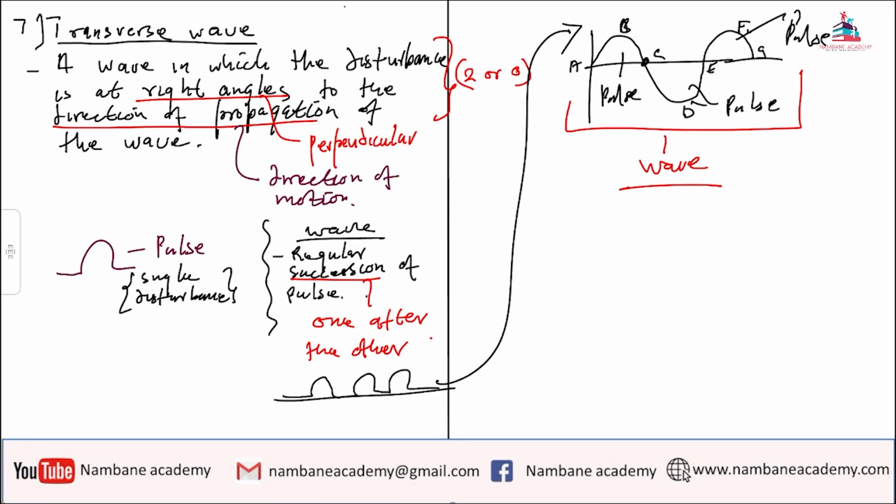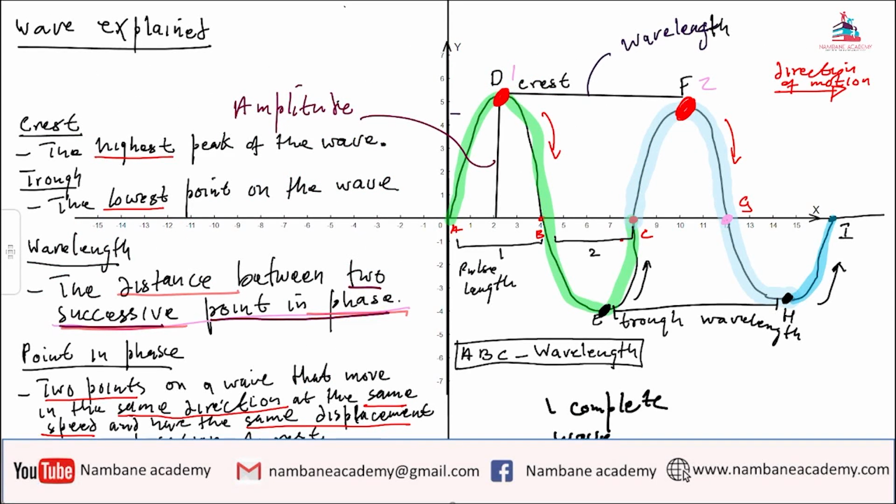However, it is now a regular succession of the pulse. So you must have your pulse in order for you to actually generate a wave. But you don't only need one pulse, you need a multiple number of pulses. Ladies and gentlemen, we tried to explain what is a wave in terms of positive identification, in terms of the labels that we need, in terms of identifying the wavelength, the amplitude, and all other things that has to do with this particular wave. Why do we need all this?